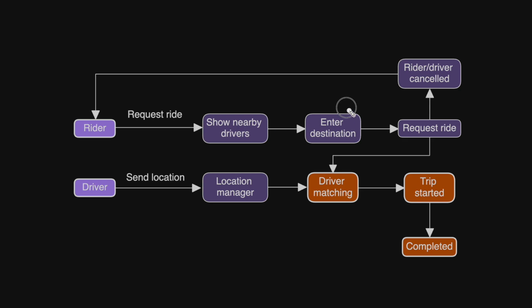Now, as the rider enters the destination, he can see a list of different rides available for him based on the vehicle type and other factors. The next step is for the rider to choose the trip type and click Request. This is when the request goes to one of the closest drivers. The first driver who accepts the trip is matched to the rider and the trip is created.